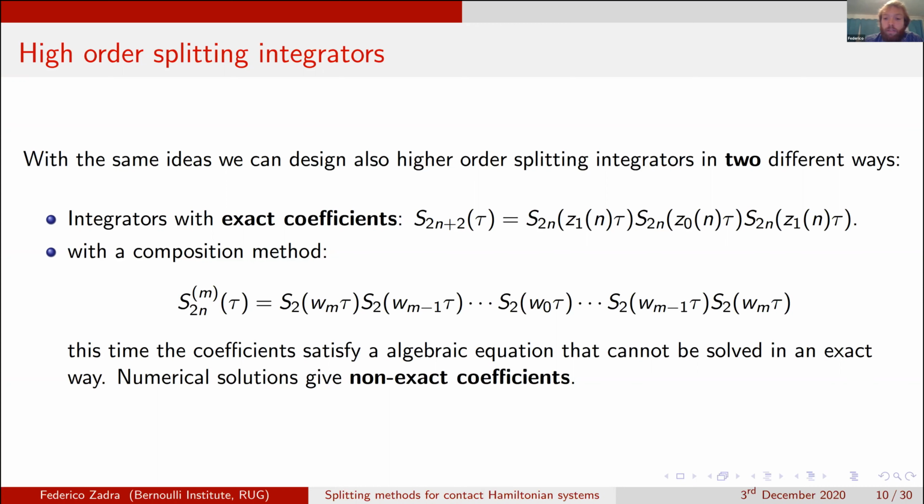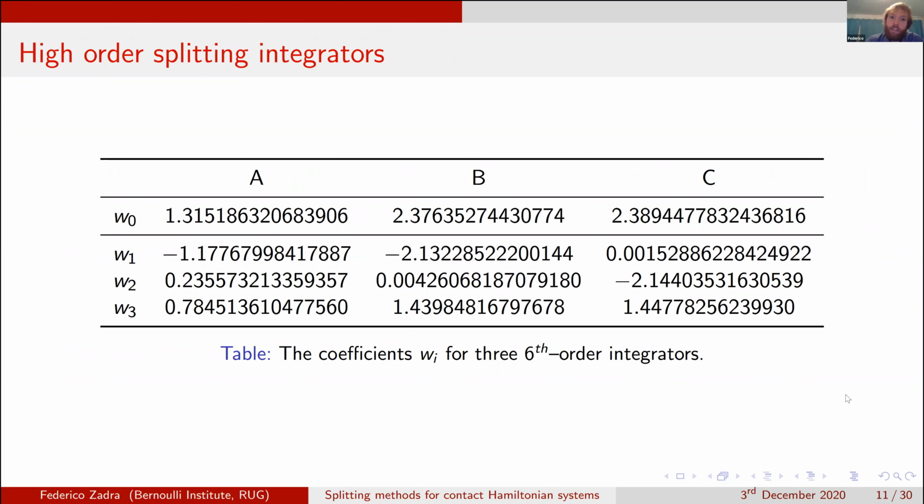In particular, if we consider the sixth order integrator, we will find three different sets of coefficients, A, B, and C in the table. And if we observe them, they are really different from one another. In fact, the coefficient A will consider just a smaller step than B and C, due to the values of these coefficients.